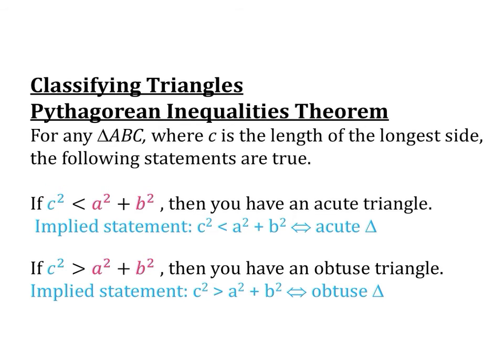And then when C squared is first and it's less than the sum of A squared plus B squared, less is smaller, and acute usually is less than 90 degrees. So just an easy way to remember both of these statements.